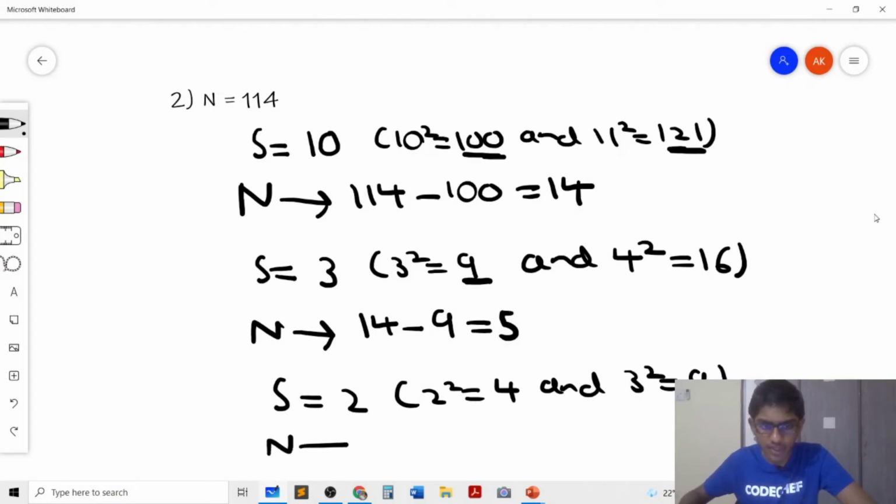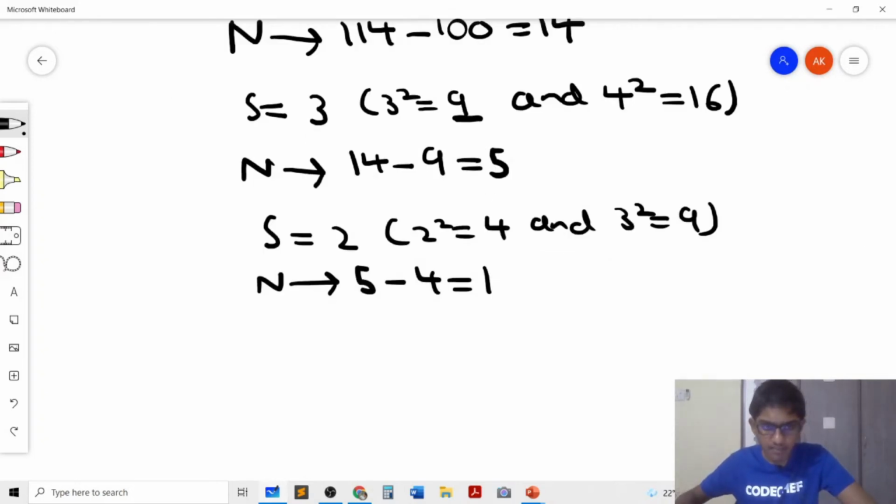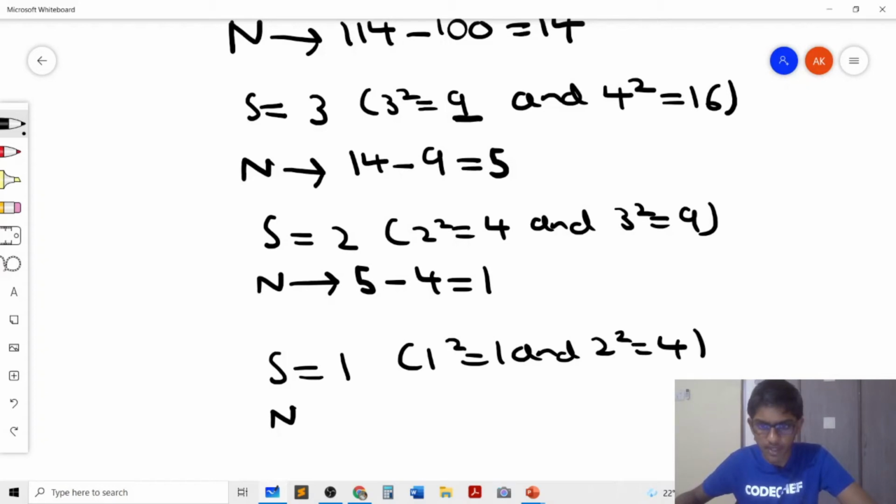And our value of n will go from 5 minus 4 to 1. And in the last step, we take s as 1, because 1 squared is 1 and 2 squared is 4. And 1 is less than or equal to 1, and 4 is strictly greater than 1. Hence our value of n will go from 1 to 0, because we basically subtract 1 squared.